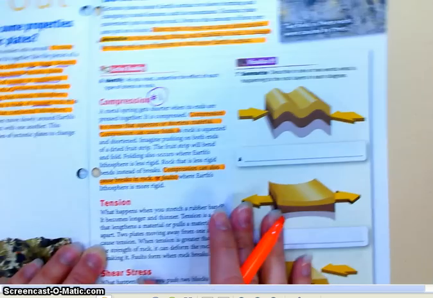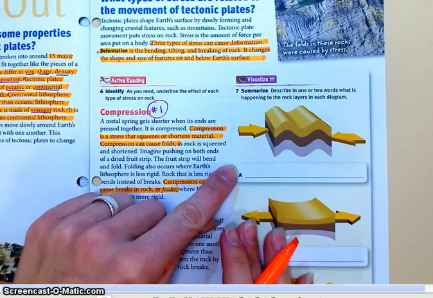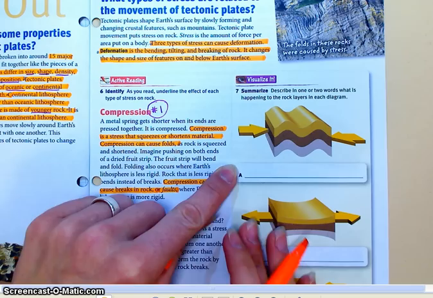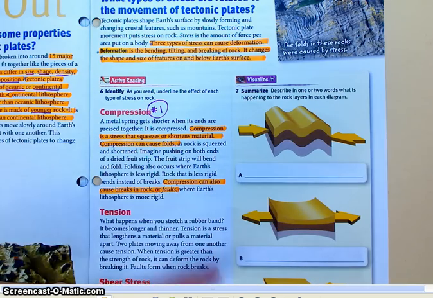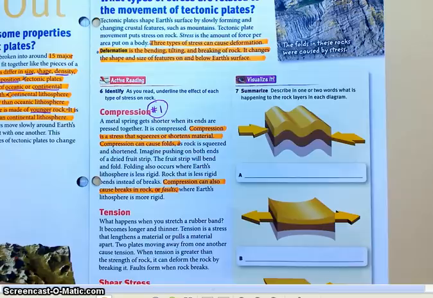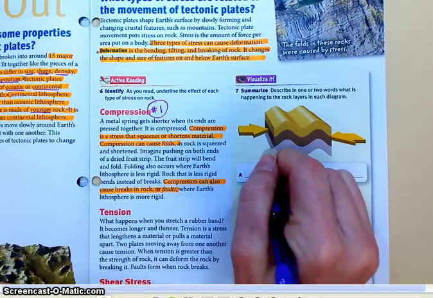Okay, so over here, describe in one or two words what is happening to the rock layer in each diagram. Well, this is being compressed. It's being squeezed and shortened. So this is compression here.